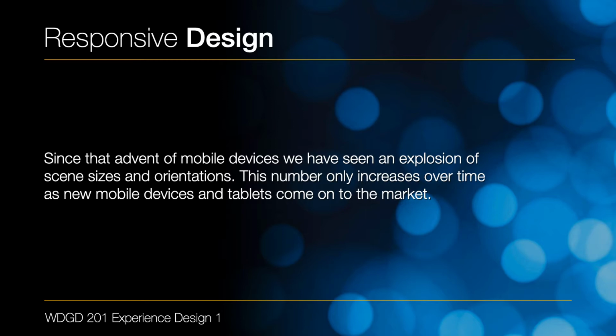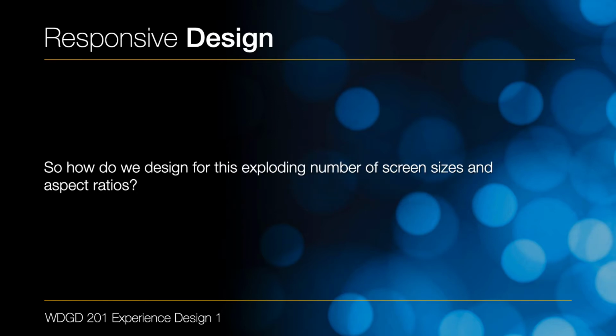Since the advent of mobile devices, we've seen an explosion of screen sizes and orientations. The number only increases over time as new mobile devices and tablets come to the market. When it was originally just iPhones, there were only a few screen sizes you had to worry about. But with the advent of especially Android devices, the different kinds of screen sizes and the available real estate, and even the aspect ratio, varies wildly across devices. And there's been a proliferation of Android devices, so there are many, many screen sizes. And obviously, designing for all these screen sizes, if you did it one at a time, would take forever. It would be an impossible task.